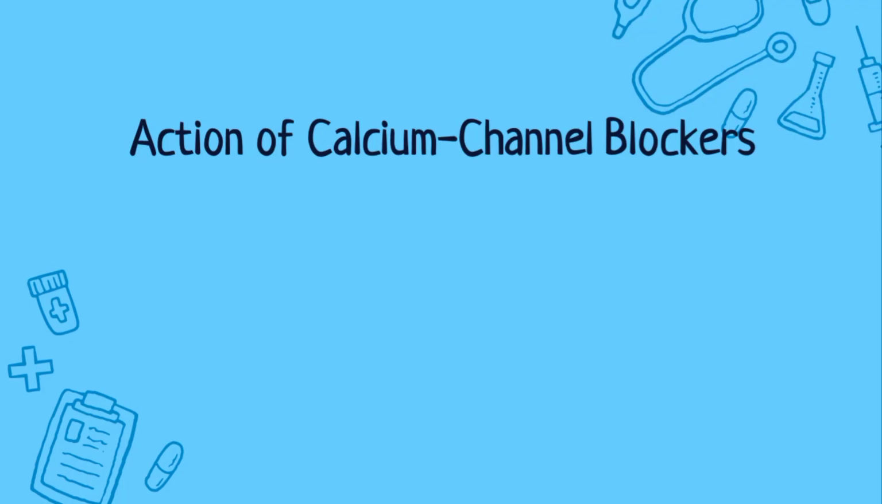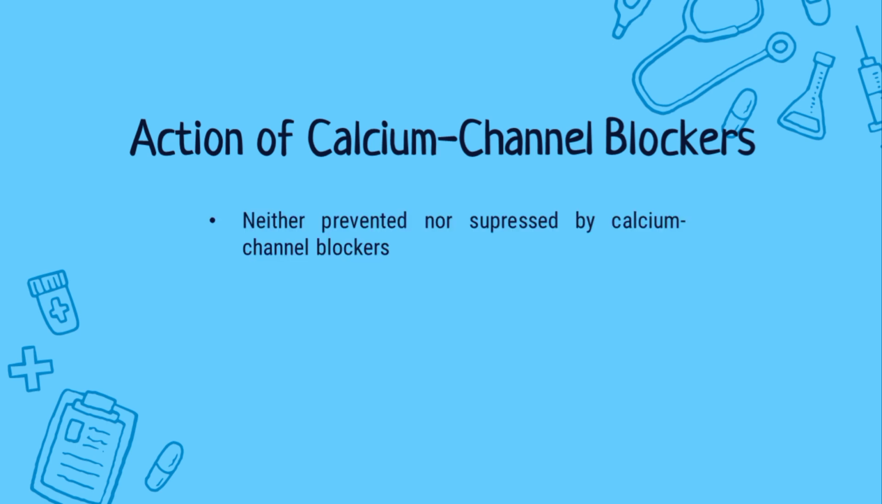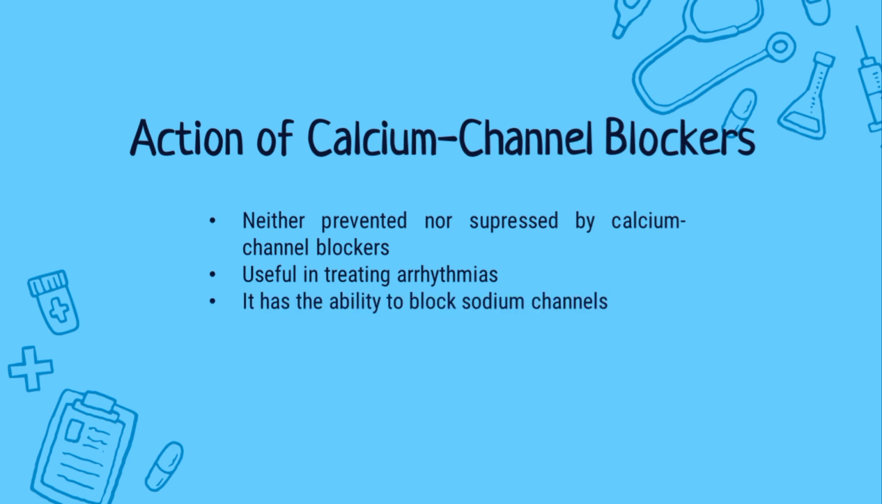Now, let us proceed to the action of calcium channel blockers. Most clinical ventricular arrhythmias are neither prevented nor suppressed by calcium channel blockers. Calcium channel blockers are useful in treating arrhythmias involving reentry within the AV node. Many of the calcium channel blockers also have the ability to block sodium channels, probably due to the similarity in their amino acid sequences.